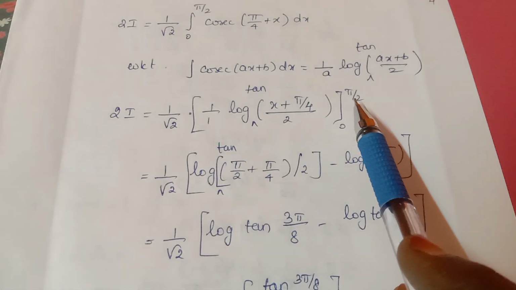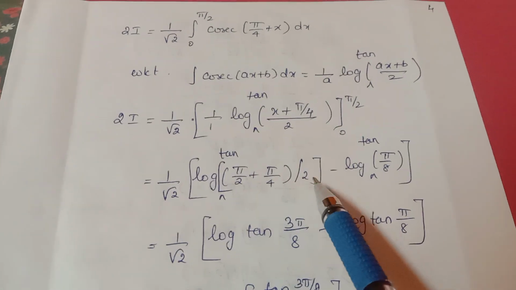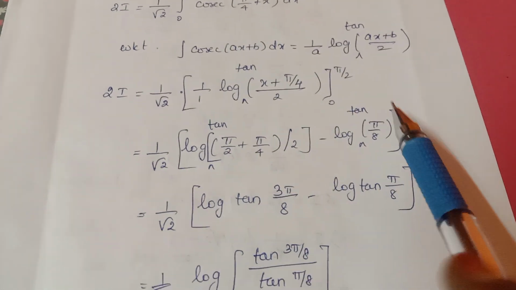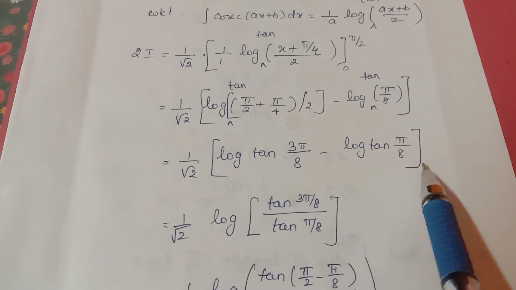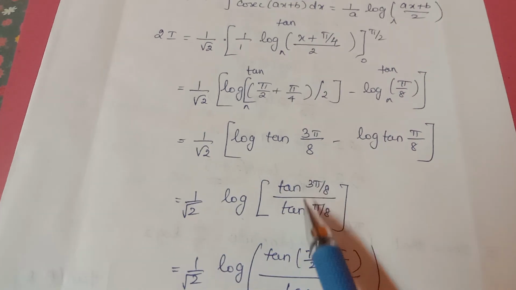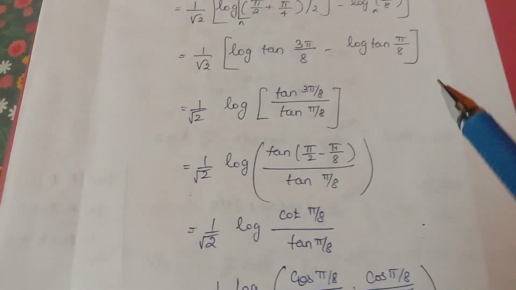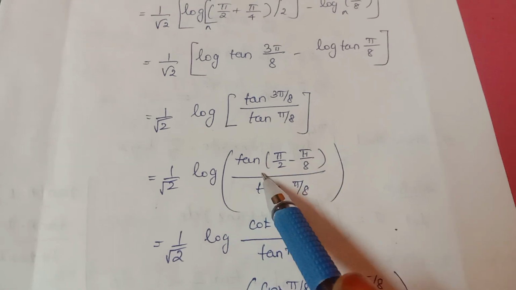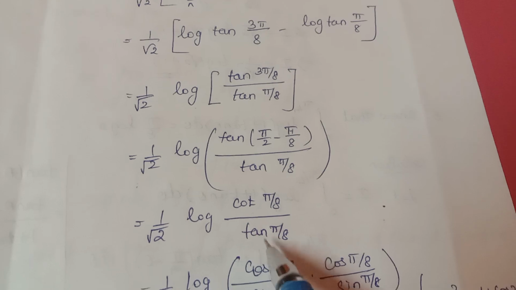Now apply the limits. First the upper limit is pi by 2. So log tan of pi by 2 plus pi by 4 by 2, minus log tan of, instead of x you put 0, so it will be simply pi by 8. So it's equal to log tan of 3 pi by 8 minus log tan of pi by 8. This is like log a minus log b, which can be written as log of a by b. So log tan of 3 pi by 8 by tan pi by 8. Again this 3 pi by 8 I can write as pi by 2 minus pi by 8. What is tan of 90 minus theta? It is cot theta. So this is cot of pi by 8 by tan pi by 8.